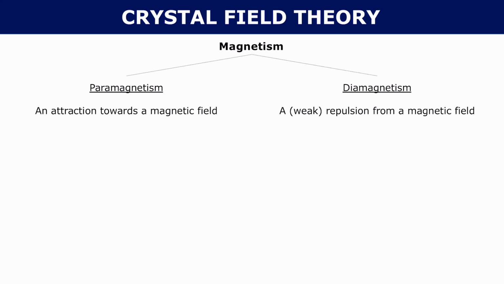So a compound could be paramagnetic or it could be diamagnetic. If it's paramagnetic, it's attracted to a magnetic field. If it's diamagnetic, it's going to have a weak repulsion from a magnetic field. How does magnetism play into electrons?